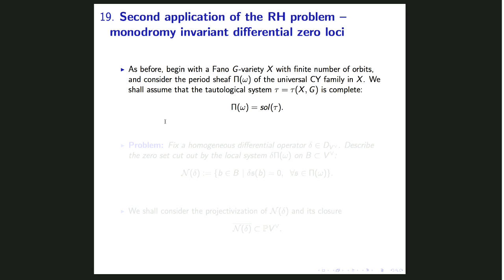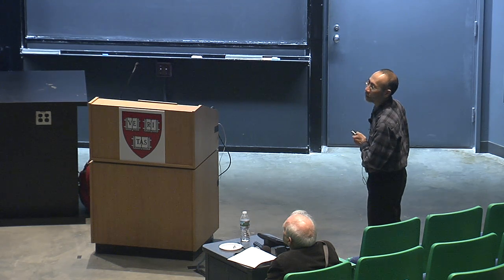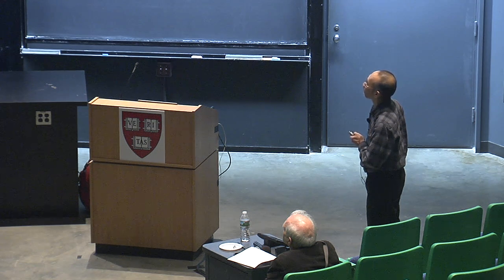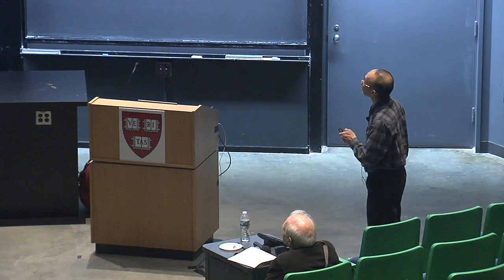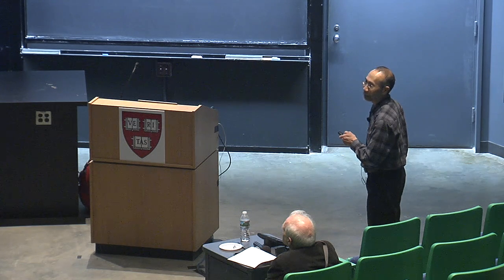Okay, so the setup is that as before, I start with a Fano G-variety with finitely many orbits. And consider the period sheaf of the universal family of the Calabi-Yau inside X. And I will assume that we have a complete tautological system so that I have this equality. So the point here is that I can now exploit this equality, namely the solution to the Riemann-Hilbert problem, to make use of whatever I can find out about tau to say something about the period sheaf.